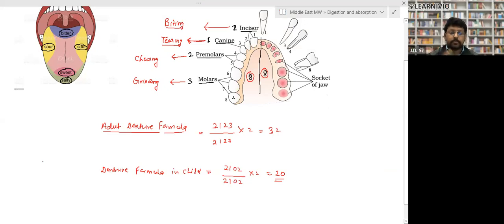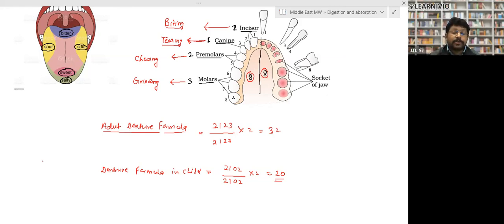2102. Again, what happened? An infant has first these incisor, canine, and then it has molar, right? So it does not have premolar. What will happen in future when a child grows older? These molar will fall down, right? In place of molar, premolar will arise. And behind the premolar, now the molar will arise.